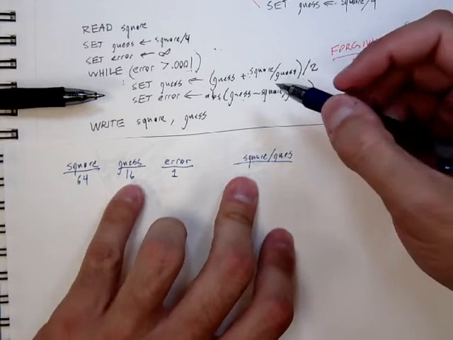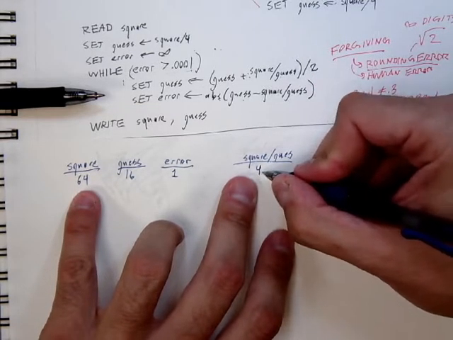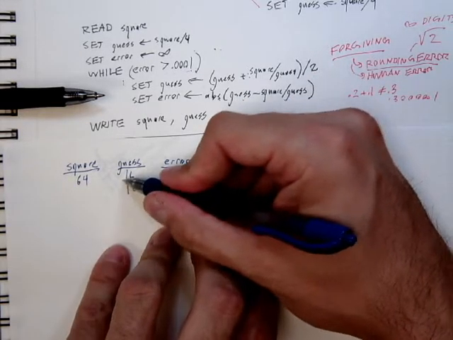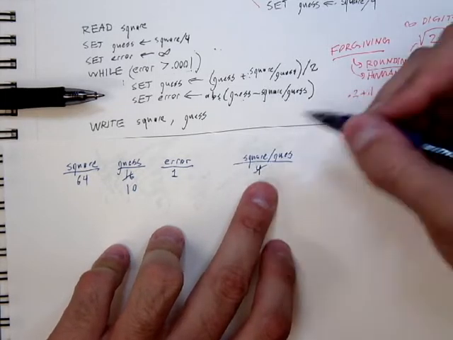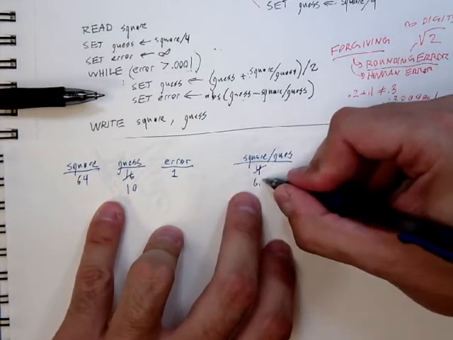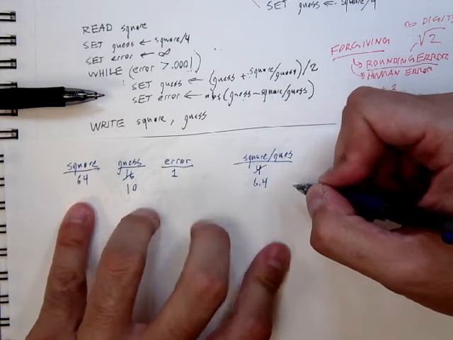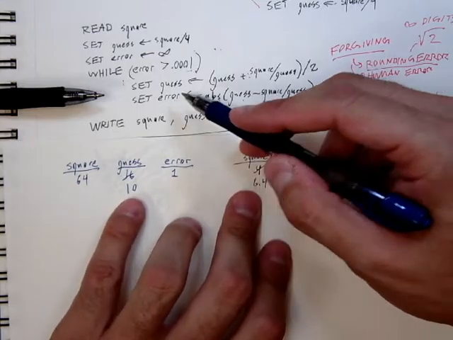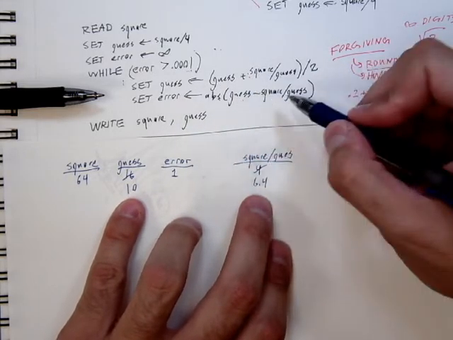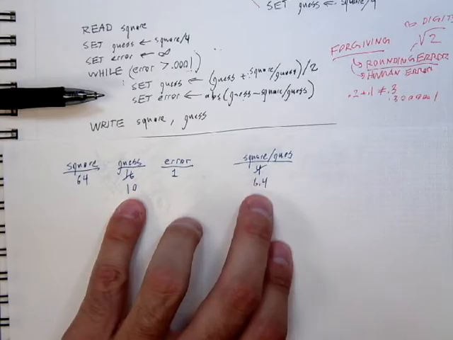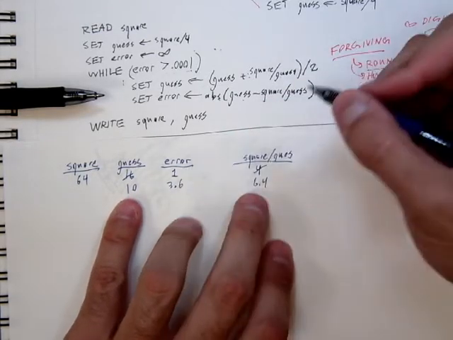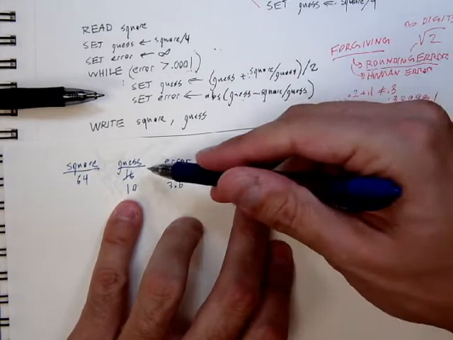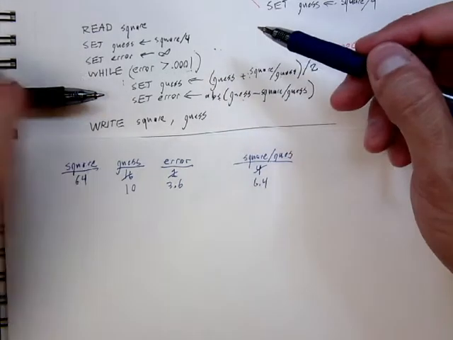So here my guess is 16, square over guess is 4 at this point in time. So guess is going to be 16 plus 4 over 2, which is 20 over 2, and that's 10. But now square over guess has changed. So now square divided by guess is 6.4. Right? So 64 divided by 10 is 6.4. And so when I calculate the error, it's going to be guess minus 6.4, which is 3.6. Does that make sense? So I just need to make sure that I update square over guess whenever I change guess. And now I come back up here to the error.